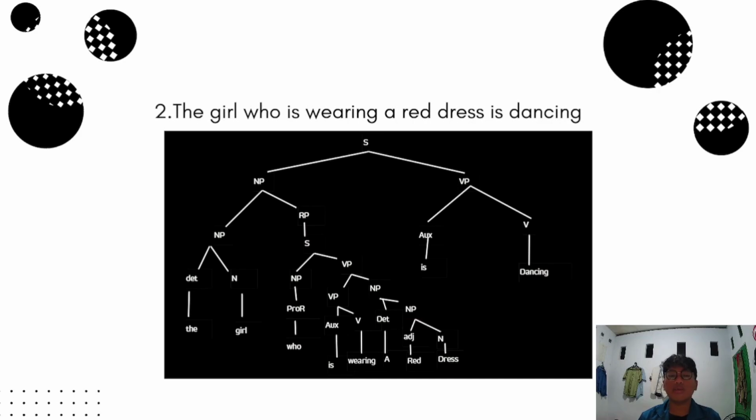The first noun phrase is the relative pronoun, and the word is who. The verb phrase has two lines, verb phrase and noun phrase. The verb phrase has two more lines, auxiliary and verb. The auxiliary is is, and the verb is wearing. The noun phrase has the determiner a, and a noun phrase with two more lines: the adjective red, and the noun dress. In the main verb phrase, we have two lines: the auxiliary is, and the verb dancing.